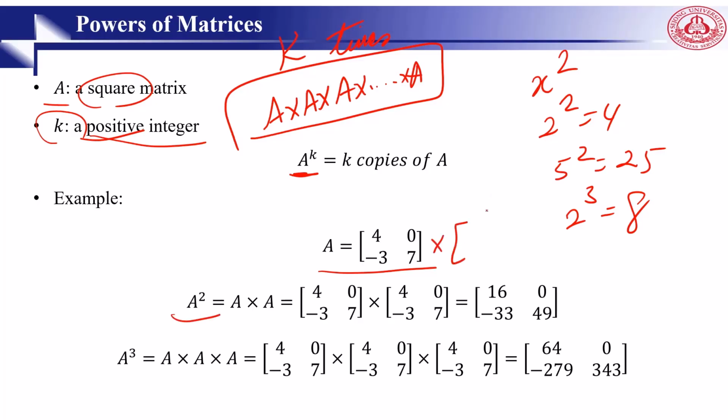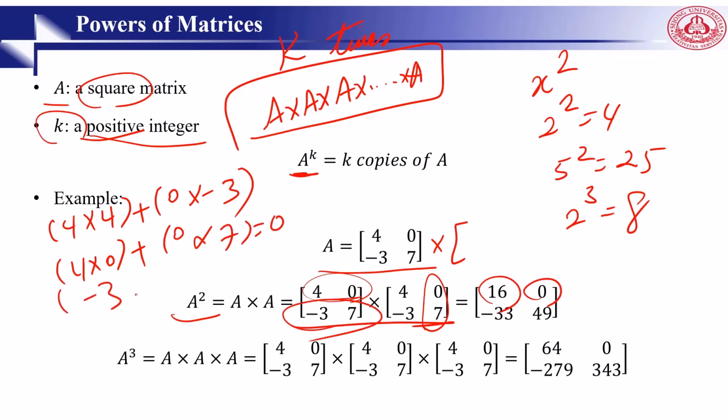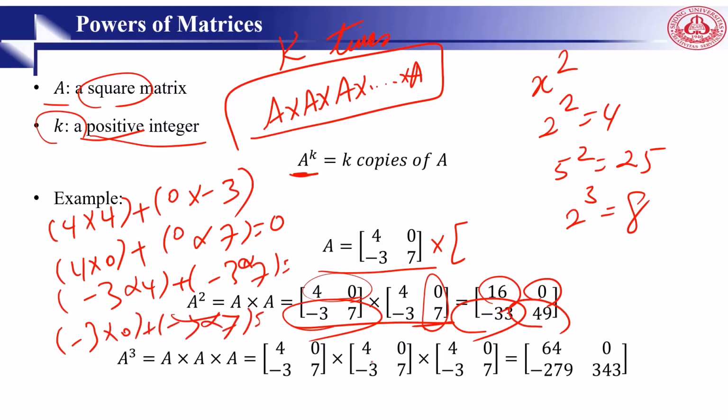A multiply A. You can see here. So, how can we do it? 4 multiply 4 plus 0 multiply minus 3, which is equal to 16. Then, first row, next column. 4 multiply 0 plus 0 multiply 7 is equal to 0. Next row, minus 3 multiply 4 plus 7 multiply minus 3 is equal to minus 33. And minus 3 multiply 0 plus 7 multiply 7, which is equal to 49.